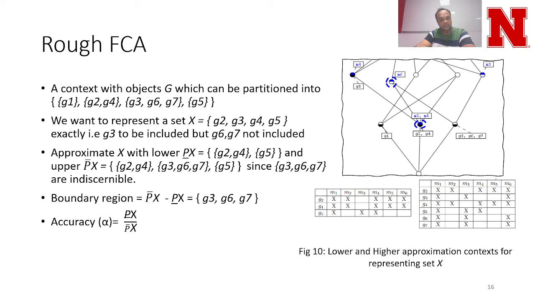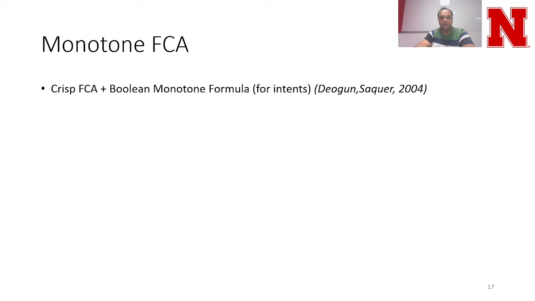So in one case G3, G6, G7 is excluded, and in the other one it's included. So the idea is the original set lies somewhere in between these two. So next, moving on to monotone FCA. It is a crisp FCA plus Boolean monotone formulas.